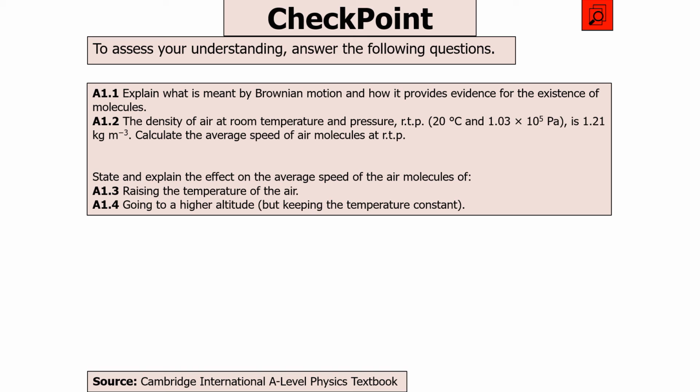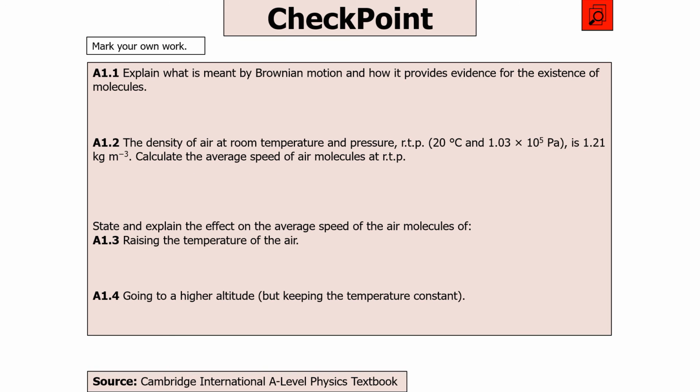The next question says, explain what is meant by Brownian motion and how it provides evidence for the existence of molecules. The density of air at room temperature and pressure is 1.21 kilograms per meter cubed. Calculate the average speed of air molecules at this room temperature. State and explain the effect on the average speed of the air molecules of raising the temperature of the air, but going to a higher altitude but keeping the temperature constant. So pause the video now, then unpause the video when you want to go through your answer.